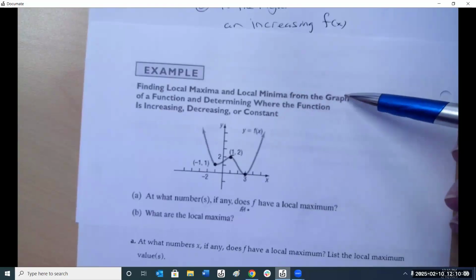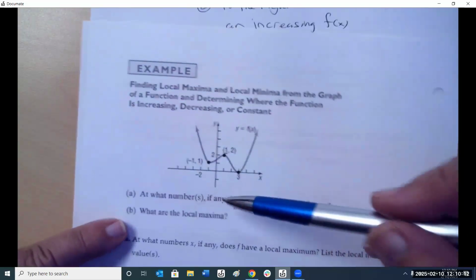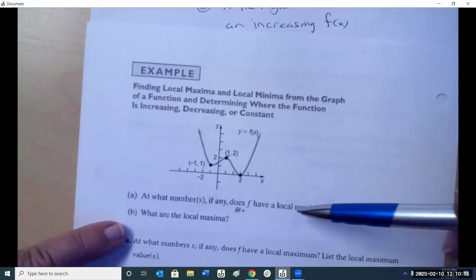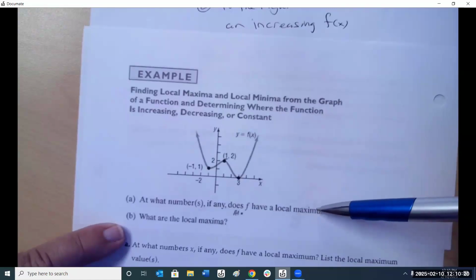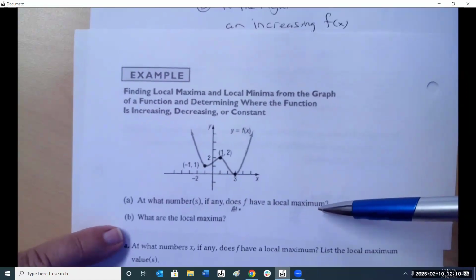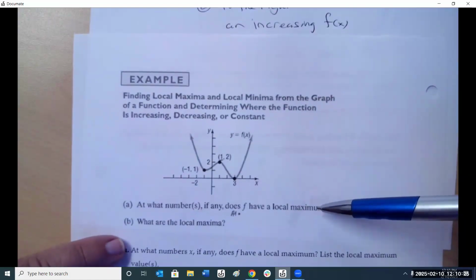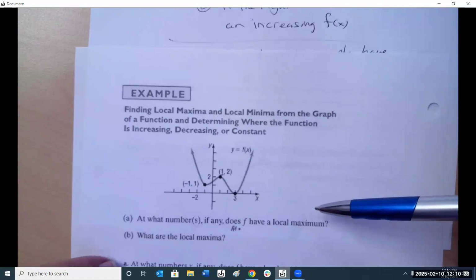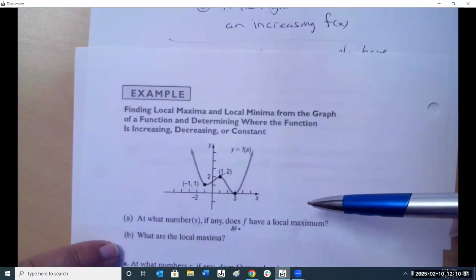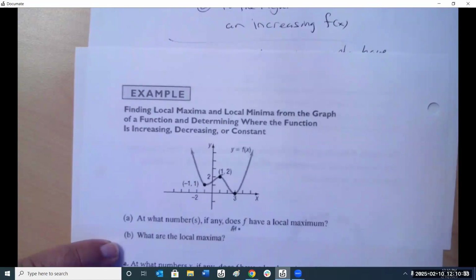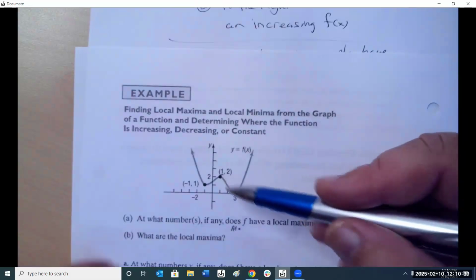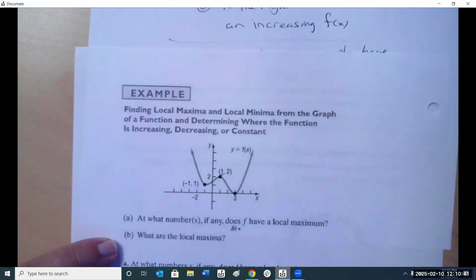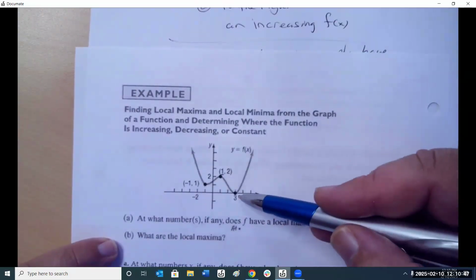Finding local maximum from the graph of the function. At what numbers, if any, does a function have a local maxima? Wait, actually, where does it have a local maxima? That one, at 1, 2. When x equals 1, that's the local maxima. Where's local minima? -1 and 3.